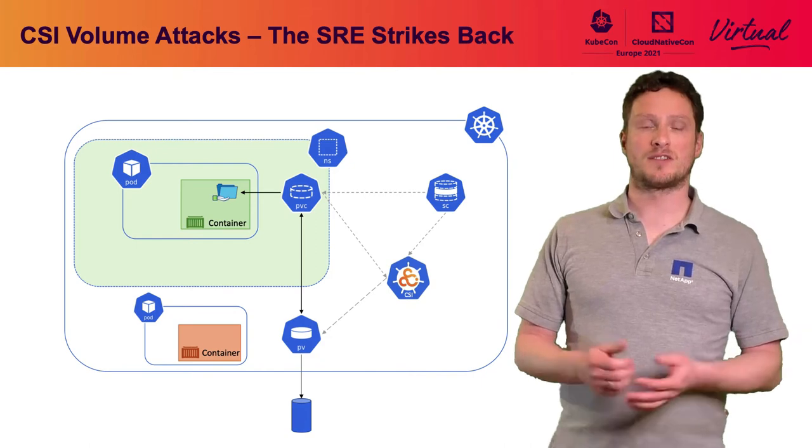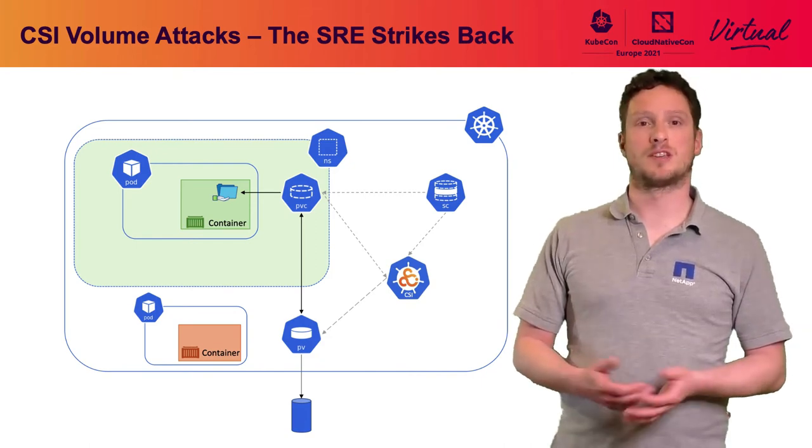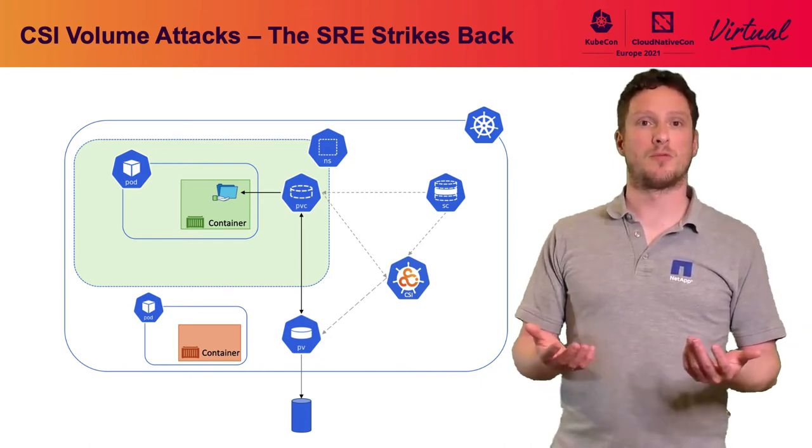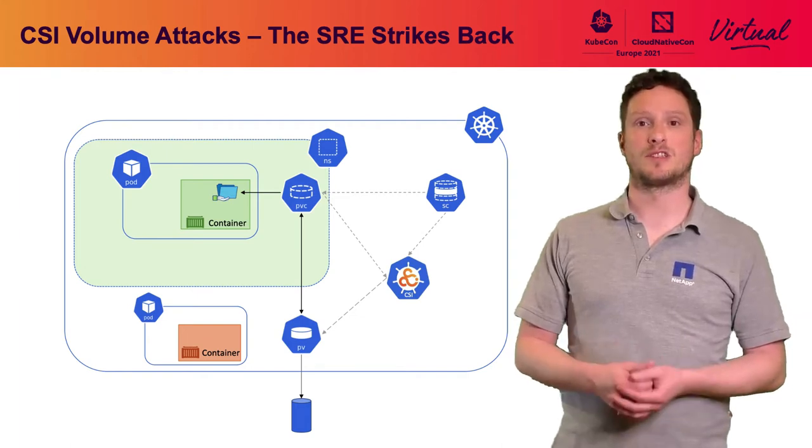So protection mechanism number one is kind of obvious. Make use of namespaces and make sure that no one has access rights to the persistent volume resource.